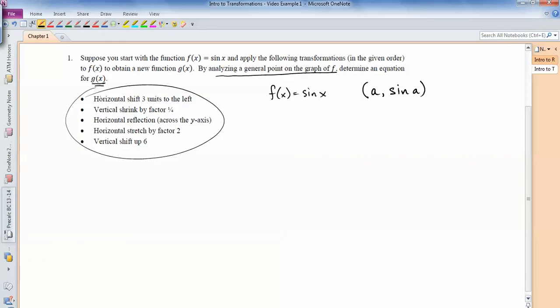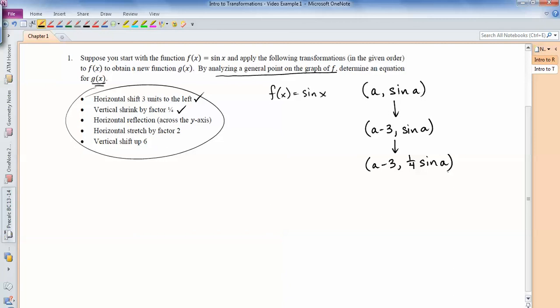So first I'm going to shift it 3 units to the left. So 3 units to the left is like saying, okay, I'm going to take my x values and subtract 3 from them. So now I have this point on that graph. And so this one part's done. Then I got to vertically shrink by 1/4. So that's the same thing as taking my y values and multiplying them all by 1/4.